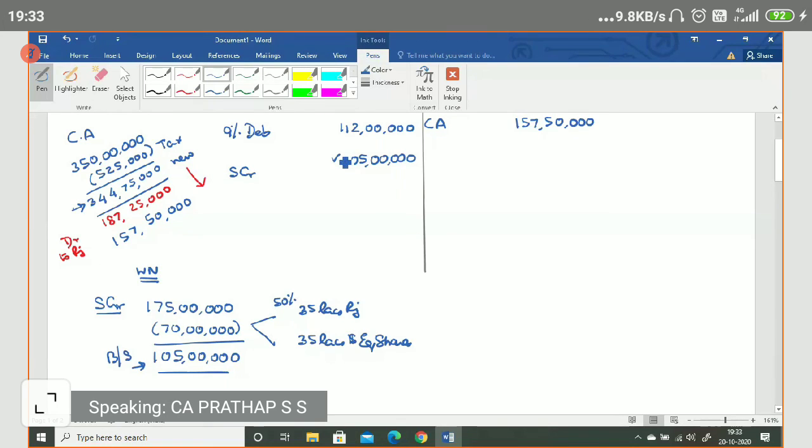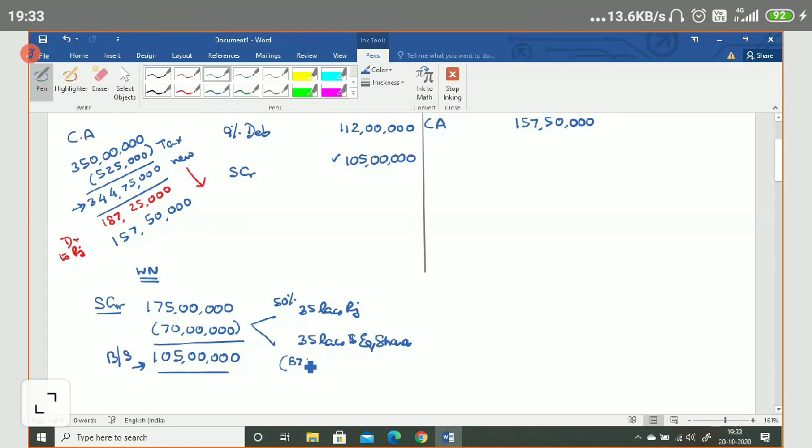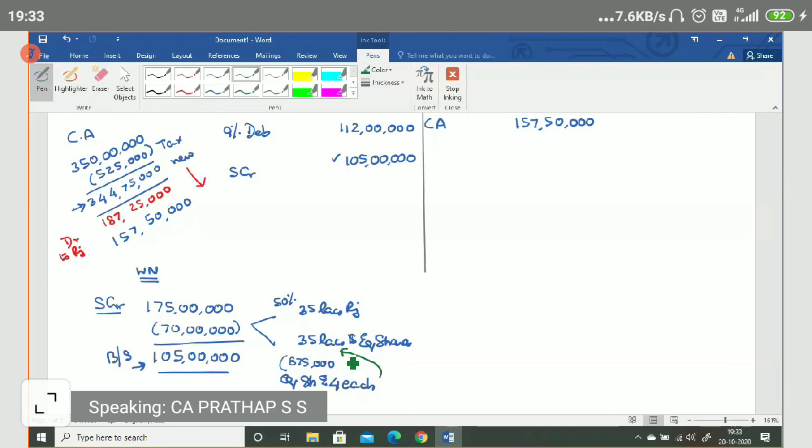What happened to that 70 lakhs guy? 50% he is sacrificing. The balance we are giving him. What are we giving? How many shares? So 8 lakhs 75,000 equity shares, rupees 4 each. Which has to add up to 35 because he's sacrificing only 35. So balance 35 we are giving him. Now we have to capture the whole thing in a beautiful journal entry.